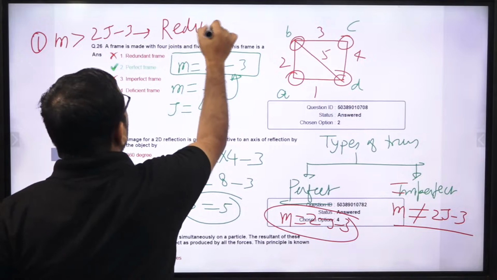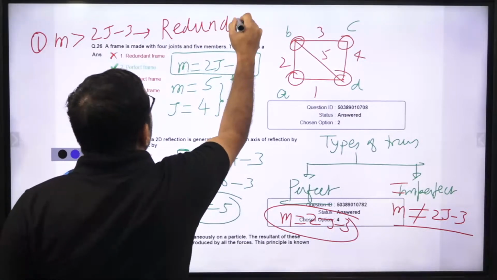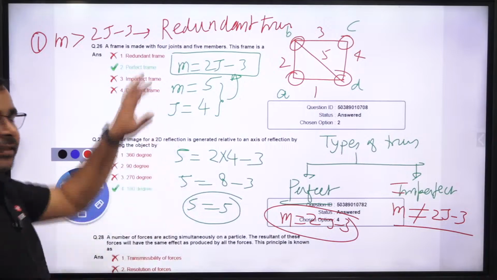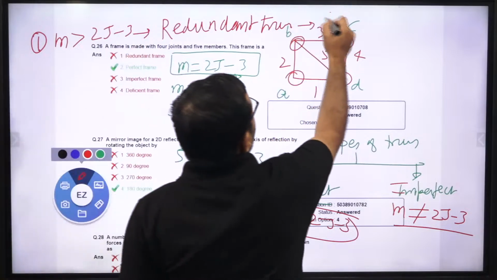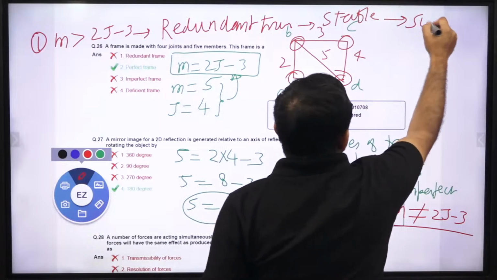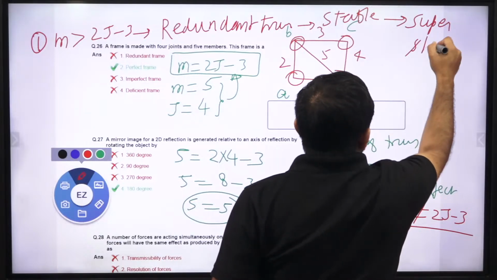This is the condition for redundant truss. Yes or no? This is the condition for redundant. And this redundant truss is nothing but a stable truss. It is always stable in nature, but it is called a superstructure. This is called a superstructure.